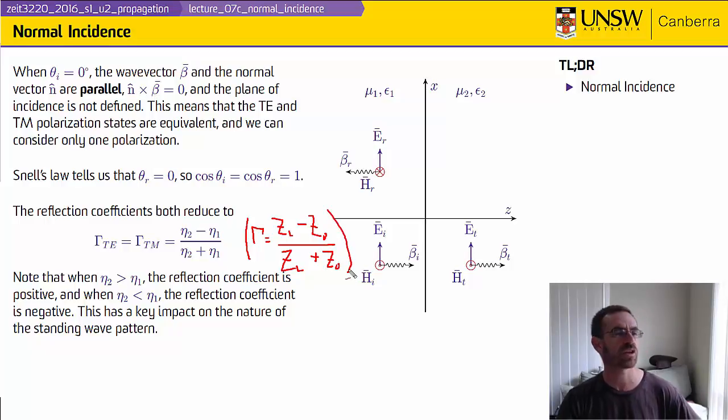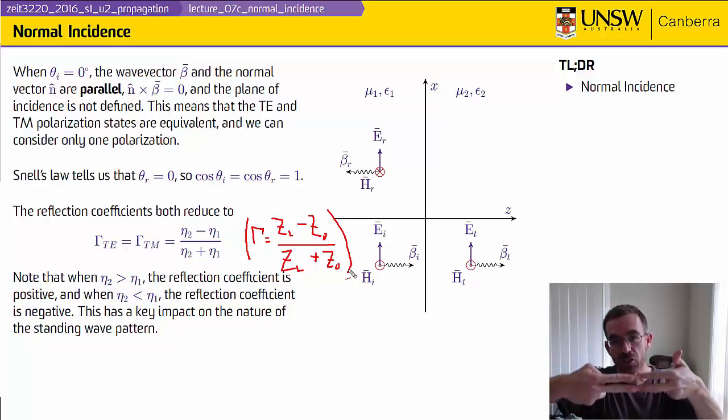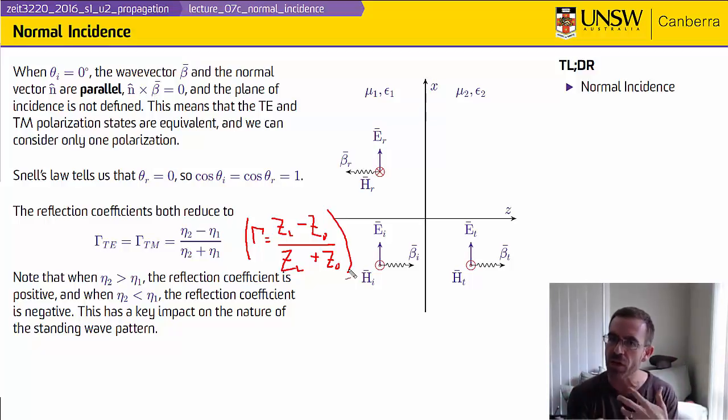Right? So that's the reflection coefficient for a transmission line, where I have a transmission line of characteristic impedance Z0 terminated by a load impedance of Z sub L, or equivalently a transmission line of impedance Z0 that then connects to a transmission line of impedance Z sub L. And we see there's a great similarity between these two properties, right?